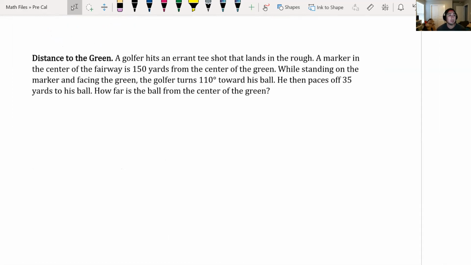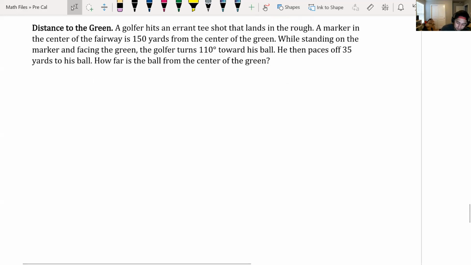All right. A golfer hits an errant tee shot that lands in the rough. A marker in the center of the fairway is 150 yards from the center of the green. While standing on the marker and facing the green, the golfer turns 110 degrees toward his ball. He then paces off 35 yards to his ball. How far is the ball from the center of the green? Okay. Again, if I drew a diagram, all right.